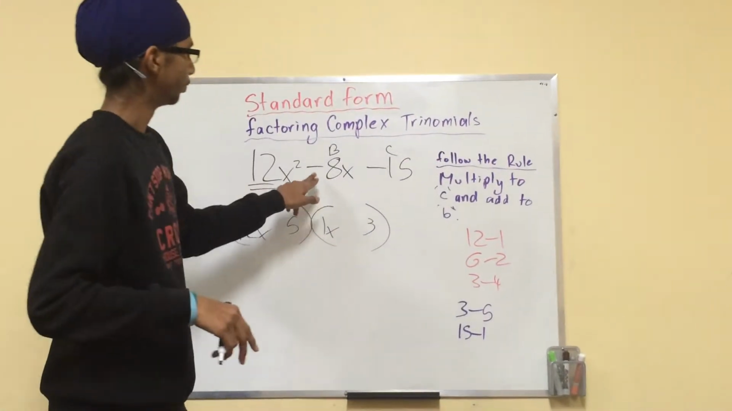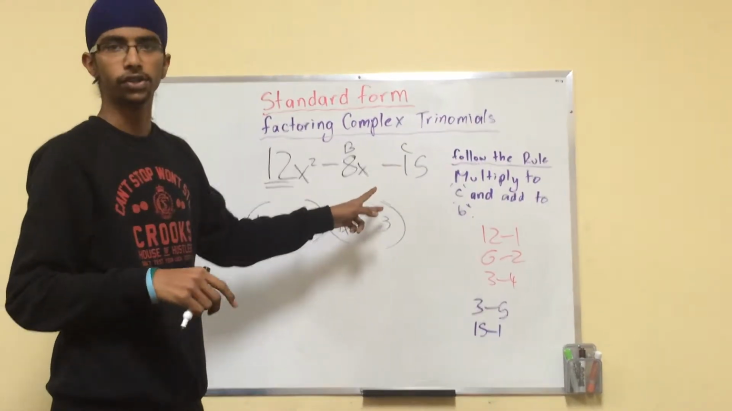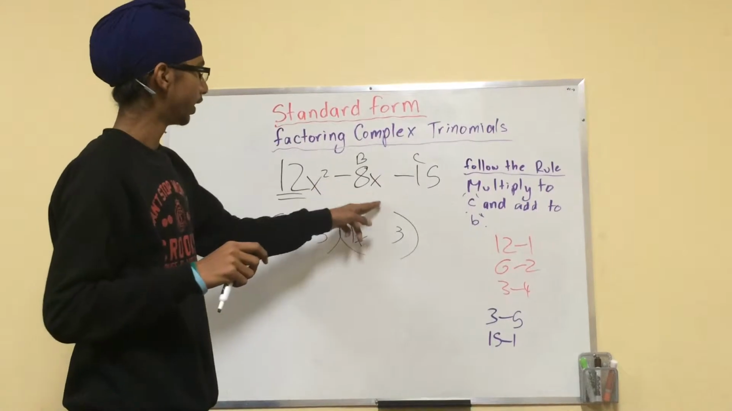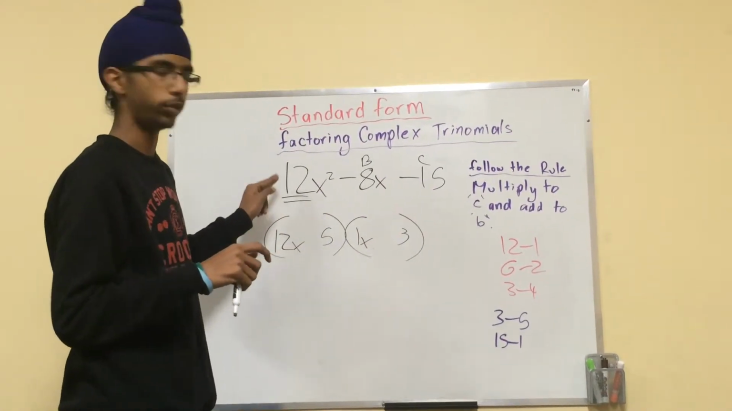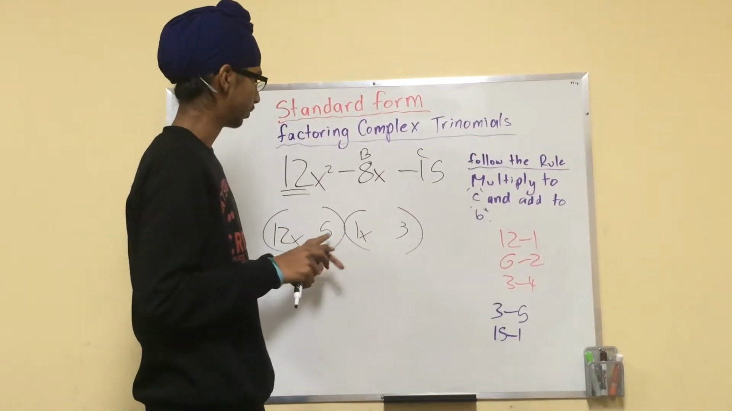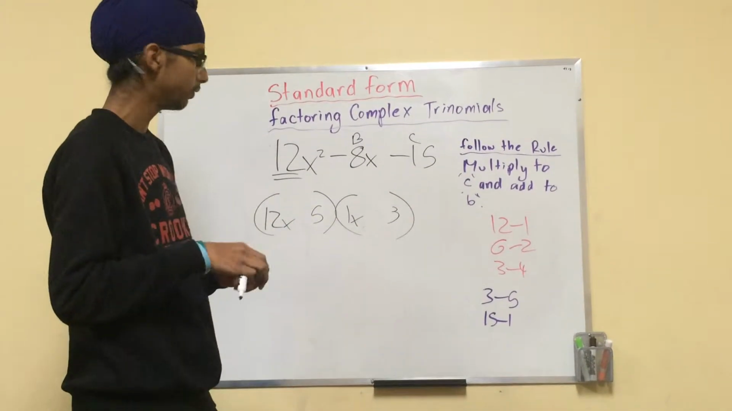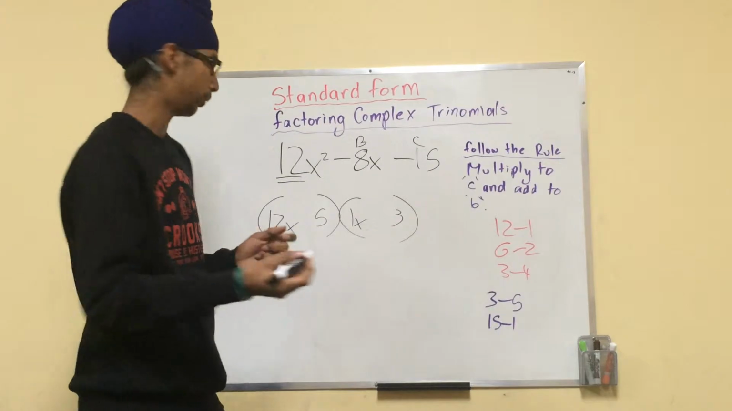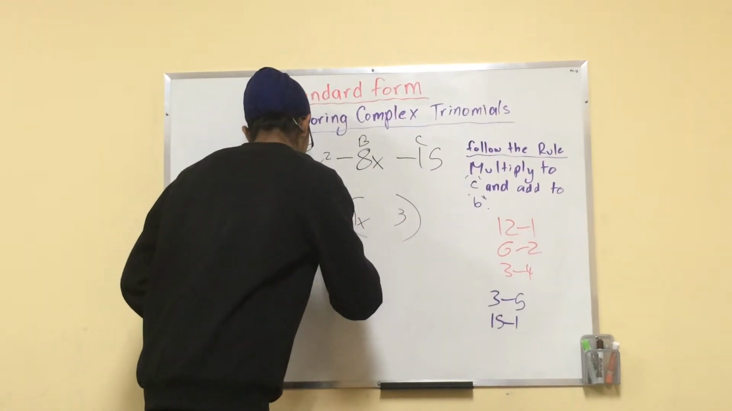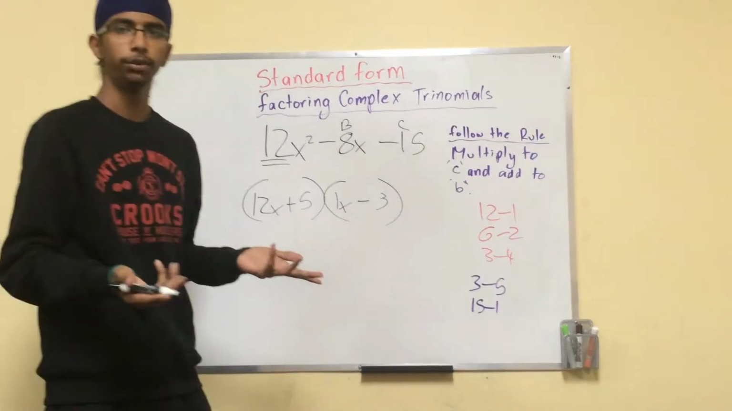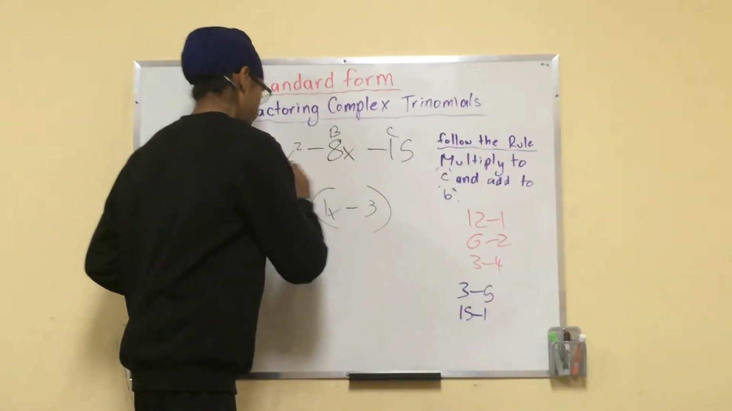Now, do you notice something about the signs in the equation? They're all negative? They're all negative, but the 12x at the front is positive, which means the symbols within the brackets cannot be all positive or all negative, so we're going to have one positive and one negative. So we'll do 12x plus 5 and 1x subtract 3. Now we can begin multiplying like we always do.